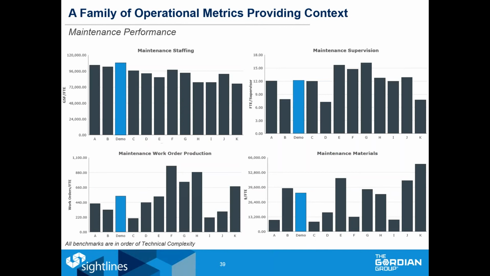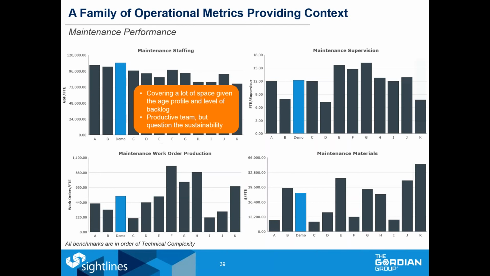We never rely on one benchmark to tell the story, and oftentimes when institutions do that, when they focus on one metric, they make the wrong conclusions from that metric. So everything that we do is presented in the context of several other metrics. In this case, we are looking at maintenance, and when we're telling the maintenance story, we're looking at staffing, supervision, materials, and work order output. Combined, that paints us a picture of what's happening with the maintenance function.